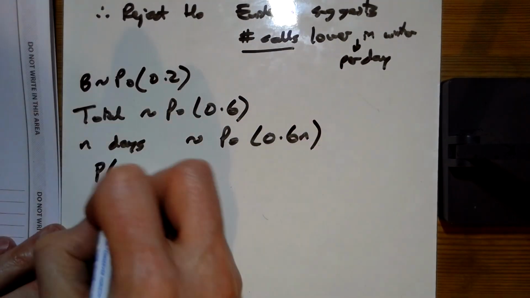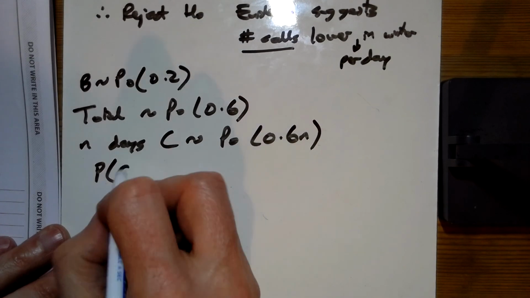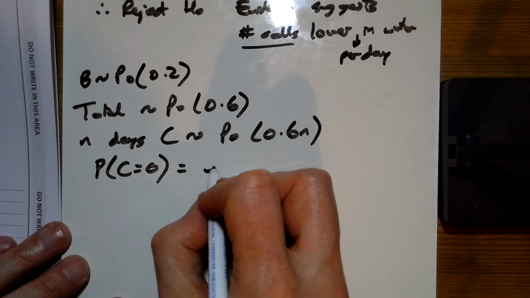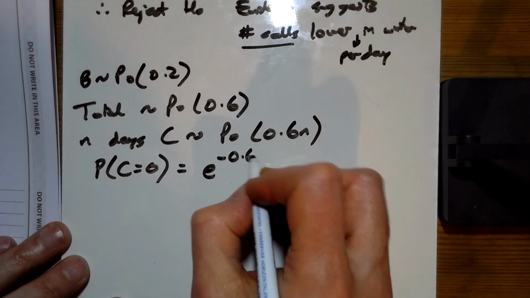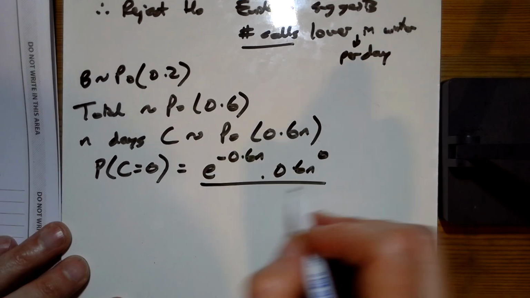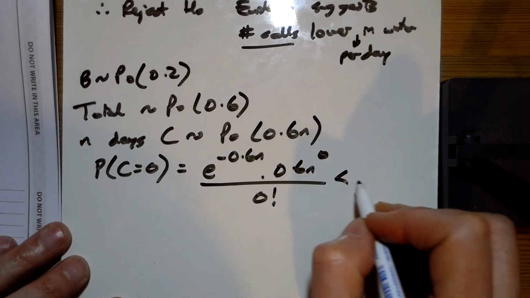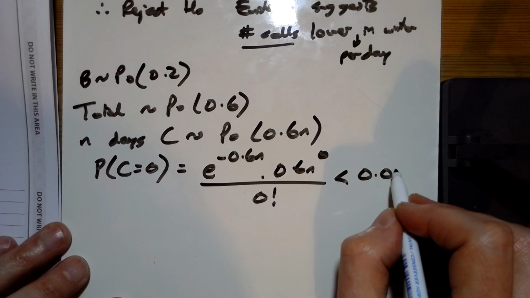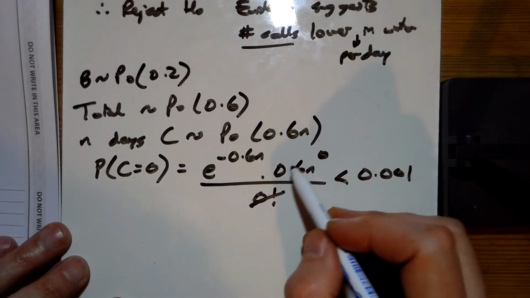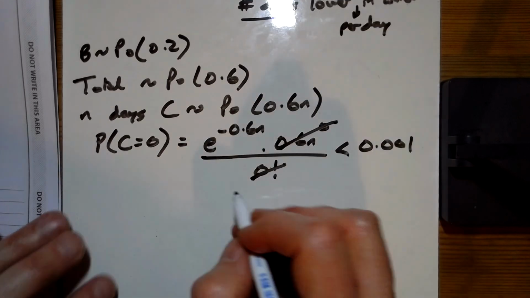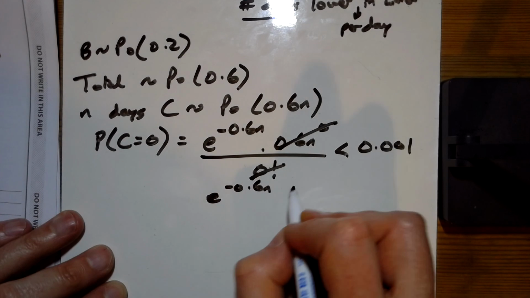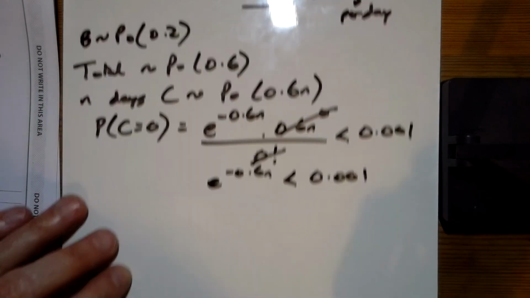Now we want the probability, this is C, the probability that C is equal to 0. So this is nice because you've got the formula to remember. So it's e to the minus lambda, lambda to the x, which is 0, over x factorial. And we want that to be less than 0.001. Well, of course, 0 factorial we can just ignore. Anything to the power of 0 we can just ignore there. And so we've now just got that e to the minus 0.6n is less than 0.001.